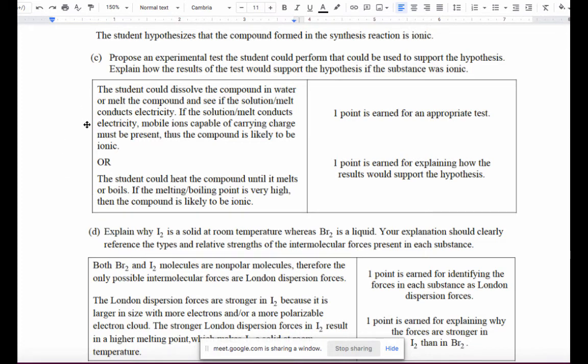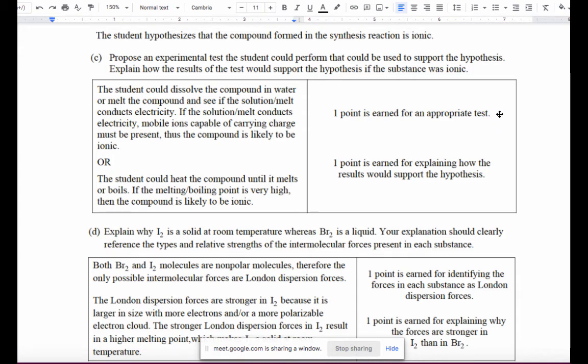We've been talking a lot about this first one. You can tell that something is ionic if it does not conduct as a solid, but conducts when it is melted or in solution. So the student could dissolve the compound in water or melt it and see if it conducts. If it conducts electricity, that means it's ionic. Or you could say that the student could test the melting or boiling point, because ionic substances have very high melting and boiling points. So if you test the melting point or the boiling point and it's very high, it's most likely ionic as well. So that was 2 points, right?